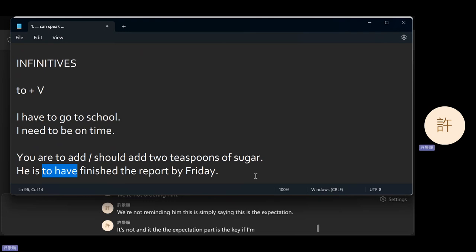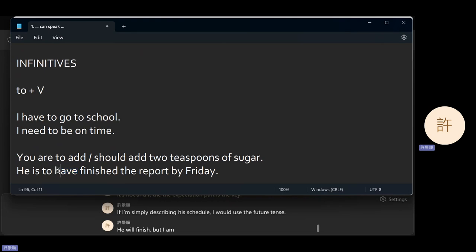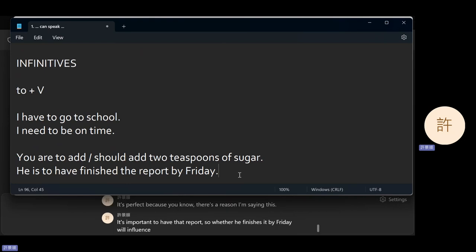If I'm simply describing his schedule, I would use the future tense. He will finish. But I am expecting him to finish writing the report at that time. So it's an infinitive perfect. It's perfect because there's a reason I'm saying this. It's important to have that report. So whether he finishes it by Friday will influence what happens next. Therefore, it is perfect aspect.